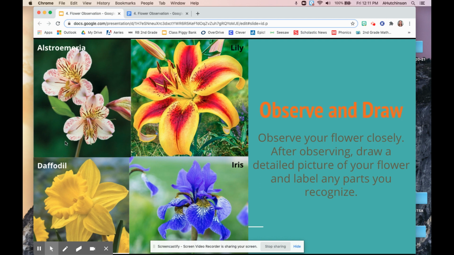If you're using a picture here on our screen, you can please label your flower on your worksheet. This is an alstroemeria. This one right here is a lily. Down here we have a daffodil. And right here we have an iris. Choose one, tell me which flower it is you're looking at, and then do your detailed drawing. I recommend pausing the video to observe closely and draw your flower. Then when you're ready, hit play.